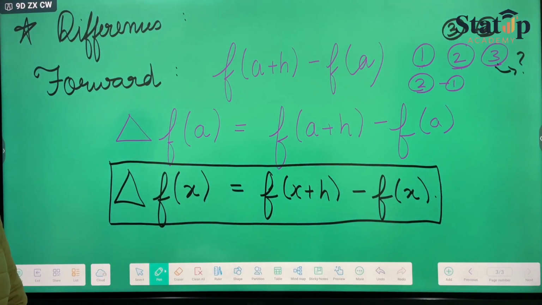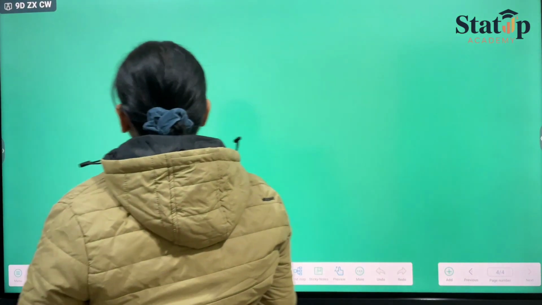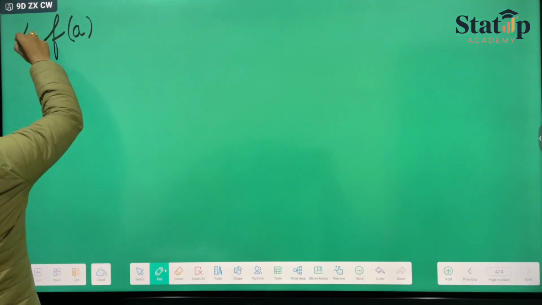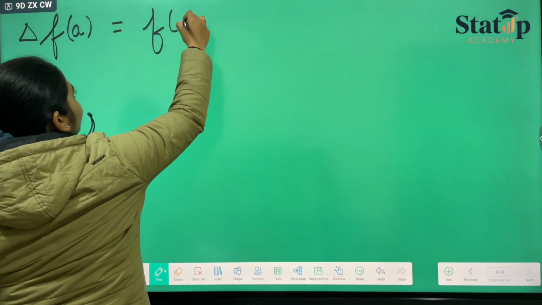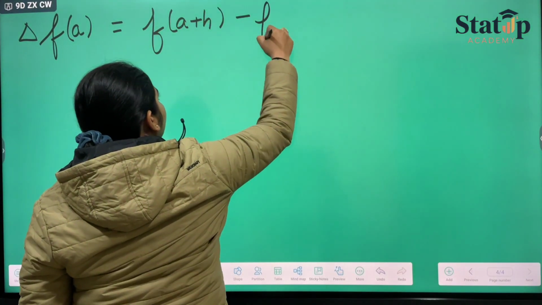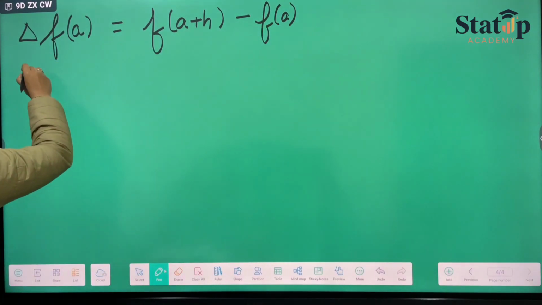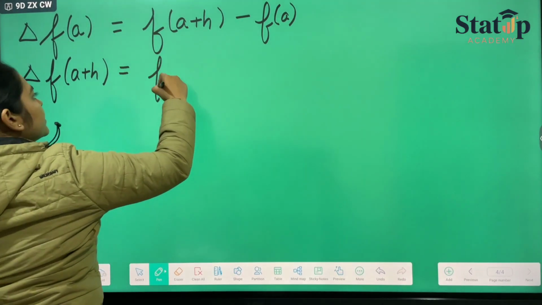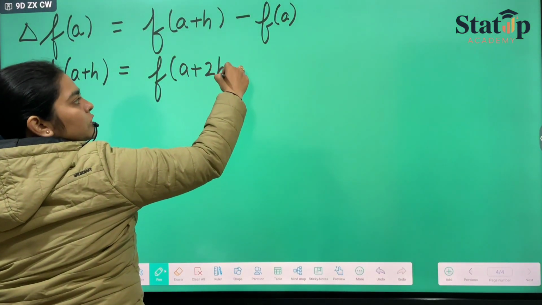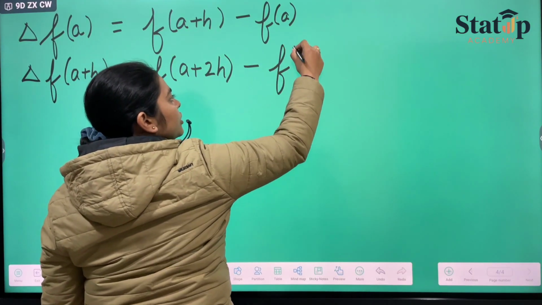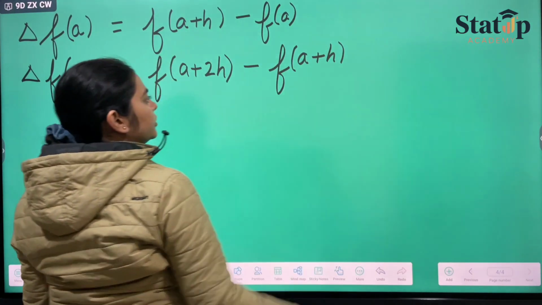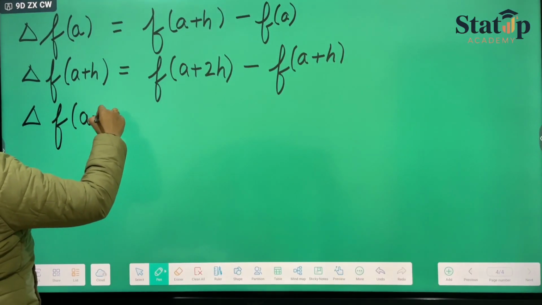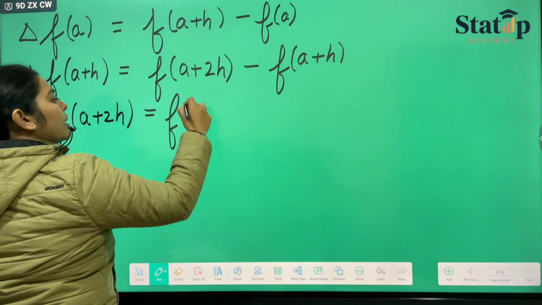Now, similarly, delta of fa can be written as f of a plus h minus fa, right? And if I have to find delta of f of a plus h, then it is f of a plus 2h, the next value, minus the original value, which was f of a plus h, right? And similarly, if I have to find delta of f of a plus 2h, then it will be f of a plus 3h minus f of a plus 2h.